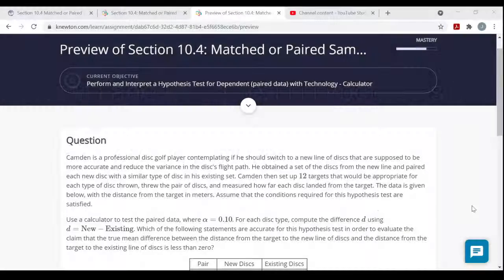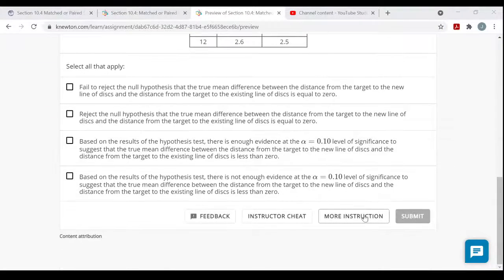This video is on the objective: perform and interpret a hypothesis test for dependent or paired data in two dependent samples. And this is with technology, specifically the calculator. I'm going to be using the TI-84 Plus on the computer. If you have a TI-83 or 84, you click on the More Instruction. It takes you pretty well through how to do these problems.